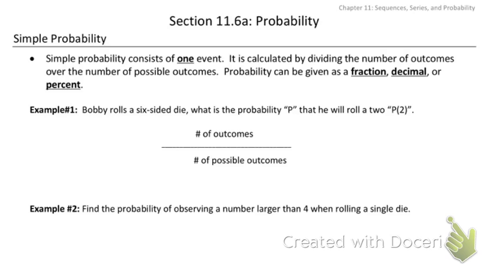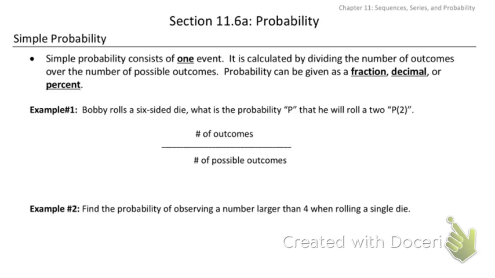All right. Let's do example 1. It says Bobby rolls a 6-sided die. What is the probability P that he will roll a 2, which is probability 2?